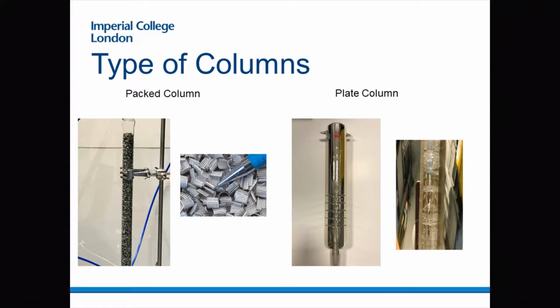Carbon dioxide absorption process could be carried out in both plate and packed columns. In this video, we will be performing carbon dioxide absorption using carbon dioxide in nitrogen gas and aqueous monoethanolamine solution, which is known as MEA, in a packed column. We can perform the same process in the plate column too.